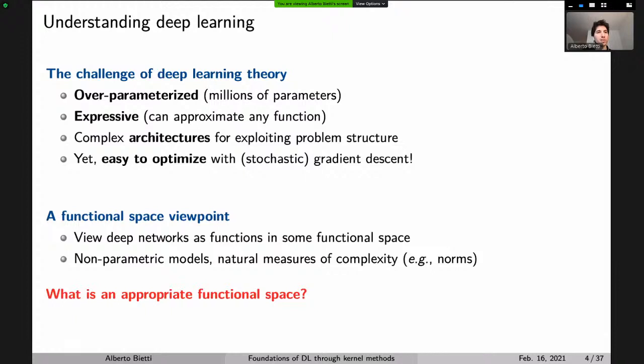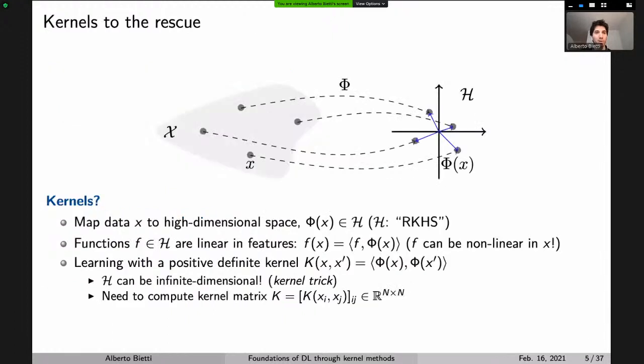And the question, of course, is what's an appropriate functional space? And that's not really understood in general for deep learning, but our approach will be to consider something that we actually know and, at least in this group, love. So the kernel methods, as the title suggested.